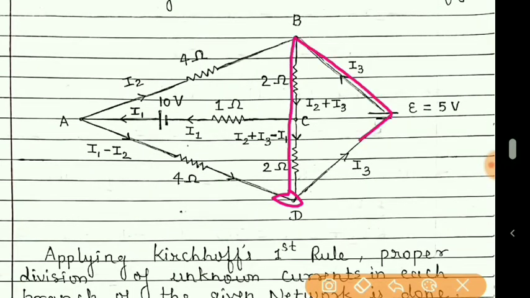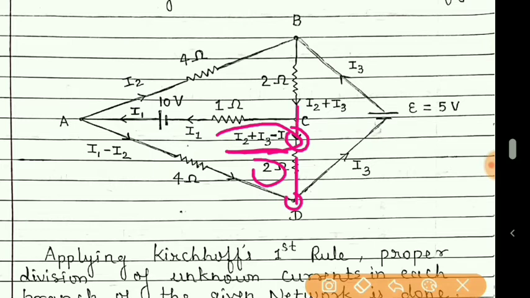So let us apply Kirchhoff's second rule to this also. Students, we can start from anywhere. Suppose we start from point D. If I move in the upward direction, then you can see current is in the opposite direction, and which current? This. So 2 into (I2 plus I3 minus I1).